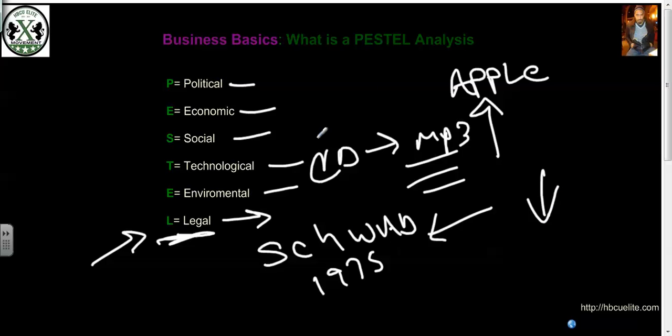So basically, that's it. PESTEL analysis: whenever you're thinking about presenting a business, you have to look at the political, economic, social, technological, environmental, and legal changes in the market, or disruptions in the market, to see whether or not an opportunity exists.